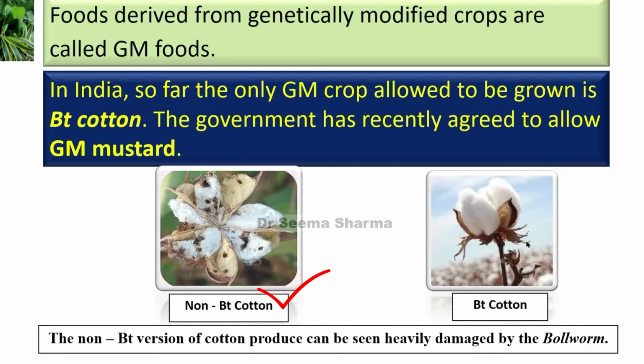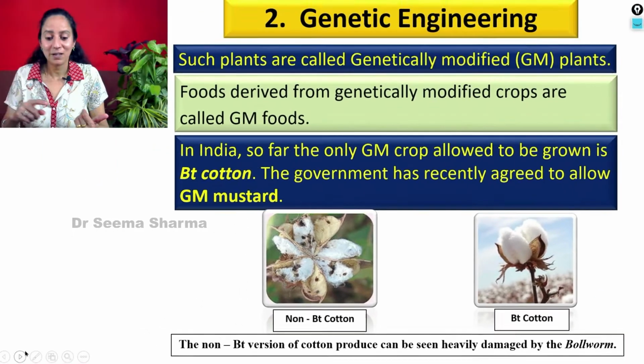So when the farmers started using genetically modified plants of BT cotton, there was many-fold increase in the production of cotton. So this is how farmers and agriculture scientists are working hand in hand and meeting the food requirements and other requirements of mankind on this planet Earth.